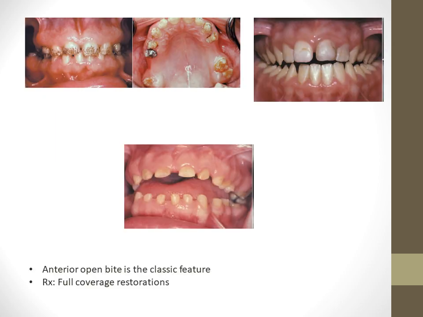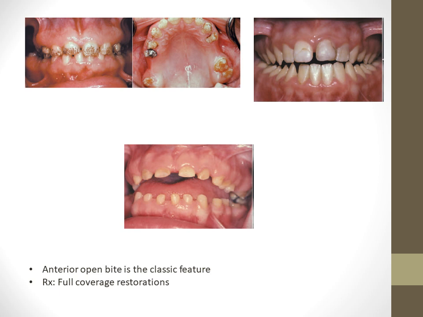Okay, so these are the pictures showing amelogenesis imperfecta. So in the first picture you have generalized pitting of enamel, and this is a classic example of snow-capped teeth. Okay, and another common finding, when you describe an amelogenesis imperfecta, they definitely have anterior open bite.